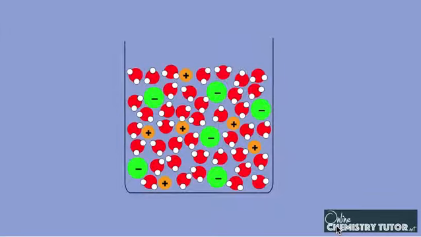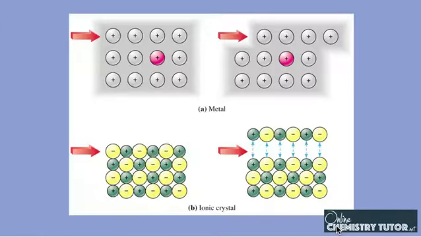And when it dissolves, you end up with a big mixture of molecules and ions. The water molecules essentially act to ensure that you have a homogeneous mixture, a fairly evenly spread mixture of positive and negative ions within the solution.